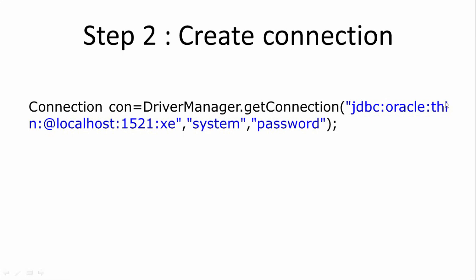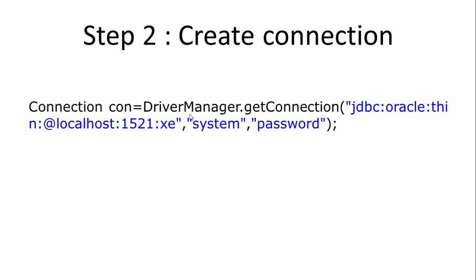So we've already seen that there are different types of JDBC drivers. Okay, so this is the type of JDBC driver. Then localhost is the server on which our Oracle database is running. 1521 is the port number, and finally XE is the name of the Oracle service.